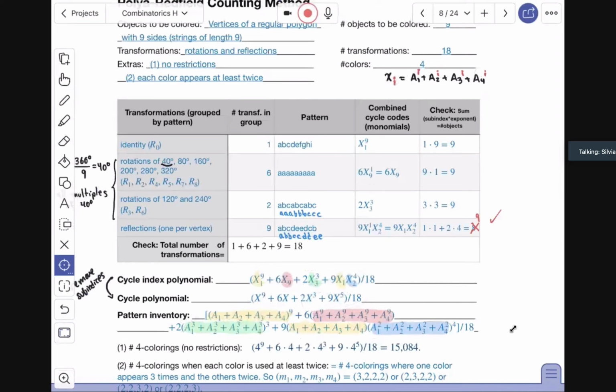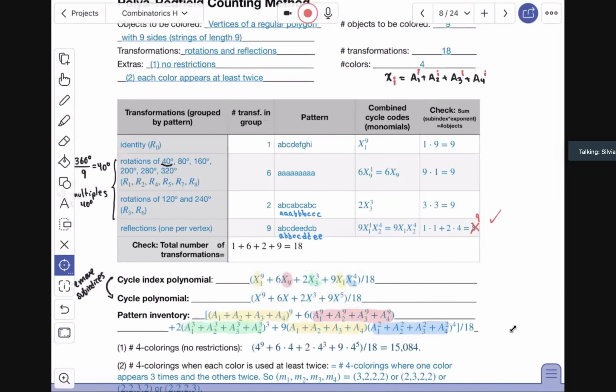I'm saying every xi in here is replaced by the ith powers of those numbers, A1 through A4, and it's four of them because I have four colors. It's a recipe. I'm not telling you why yet or how we're going to use it. In fact, I'm not going to tell you why because we're not getting into the details of the proof of this method, but I can tell you how to use it. So once you have your pattern inventory, how do you use it, right?